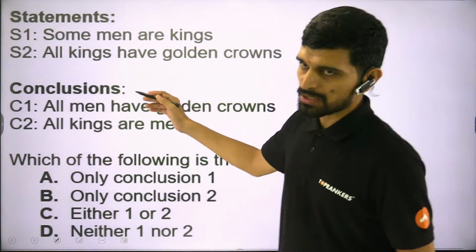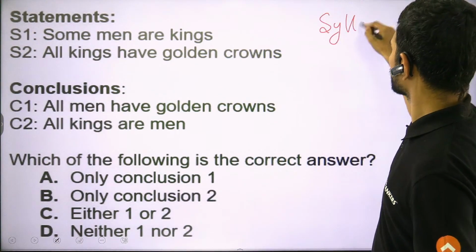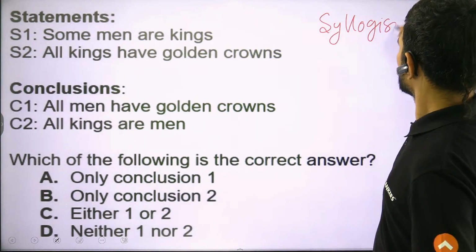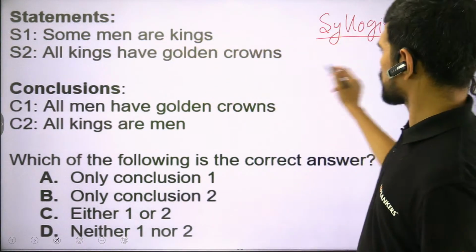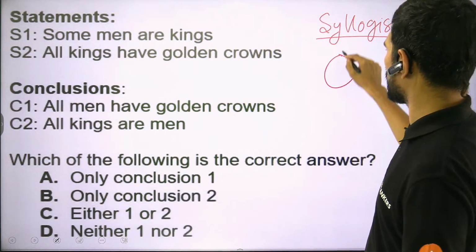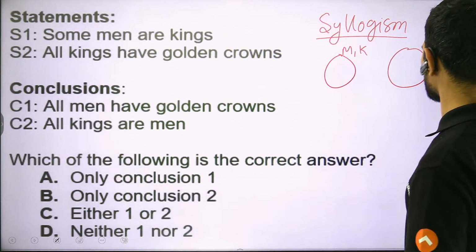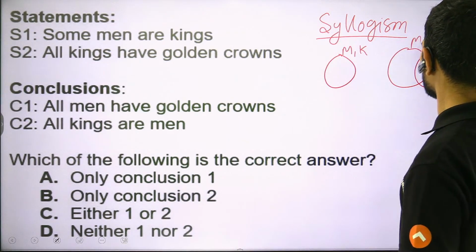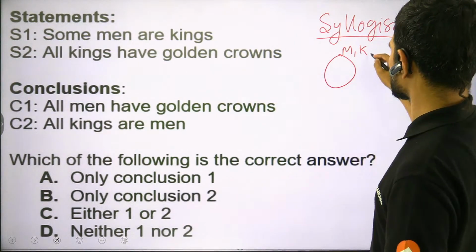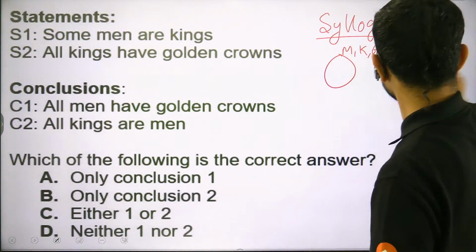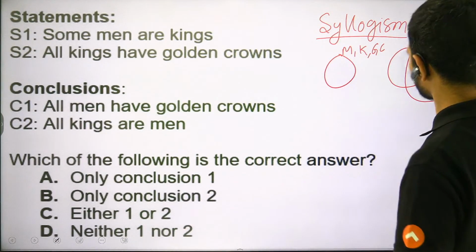So this was a syllogism question. The statement one says some men are kings. Some men are kings, the maximum overlapping we can draw like this, and the minimum overlapping like this. All kings have golden crowns. So all kings have golden crown.